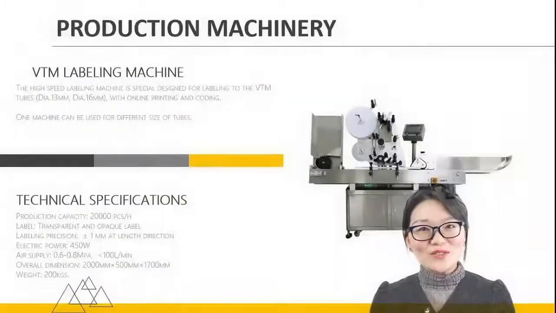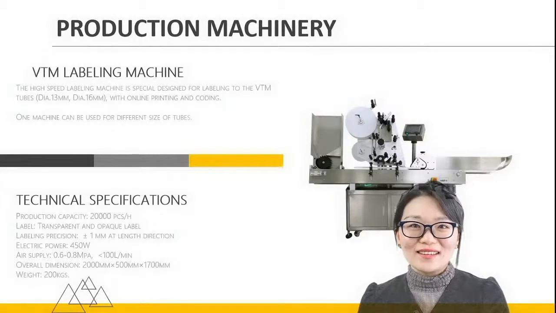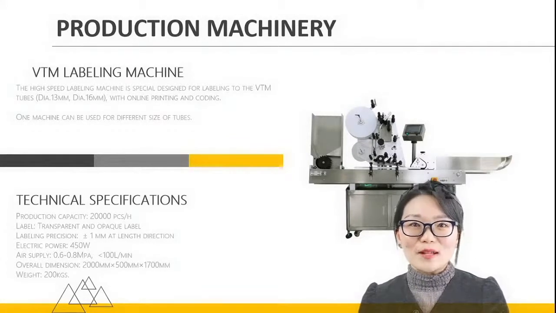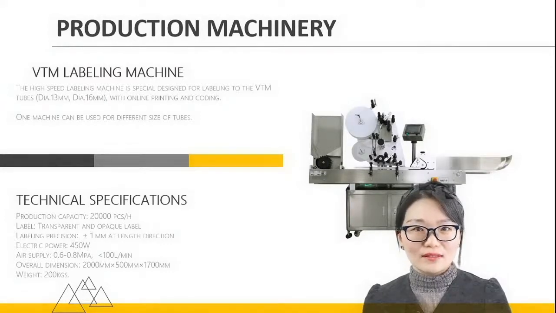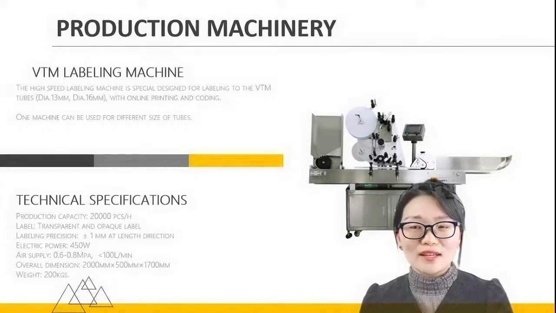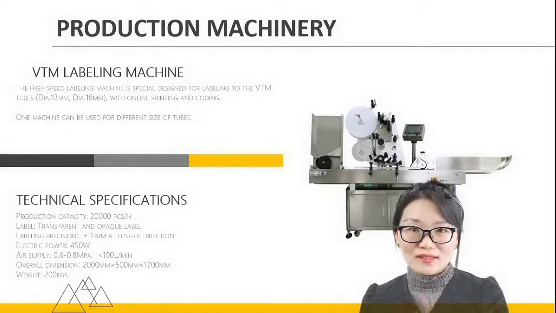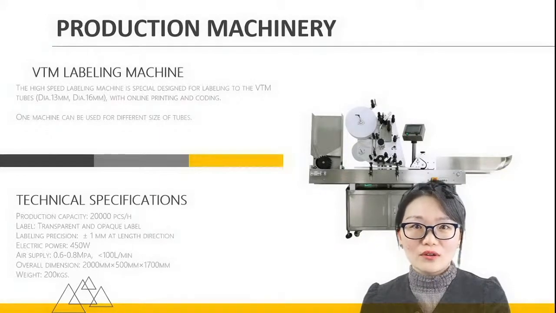The labeling machine is quite simple, actually. We have more than 20 years of experience in manufacturing such machinery. It is stable and the functions are simple, and one operator is enough to operate this machinery. The productivity is around 20,000 pieces per hour, very high speed.